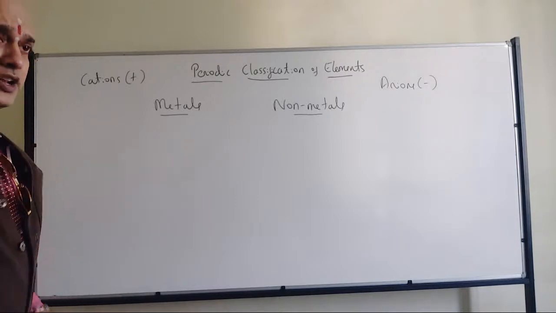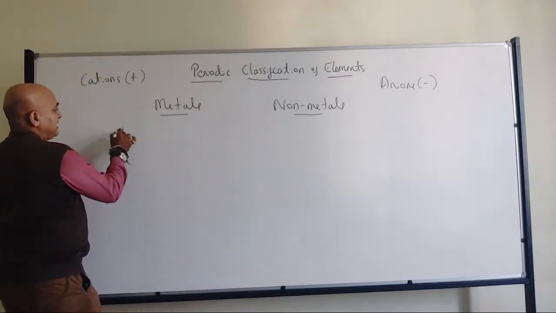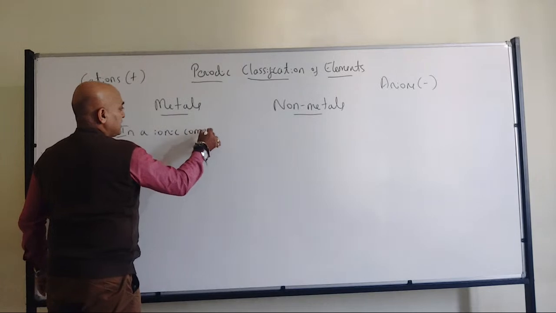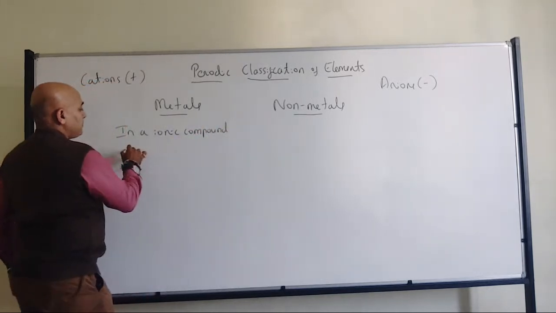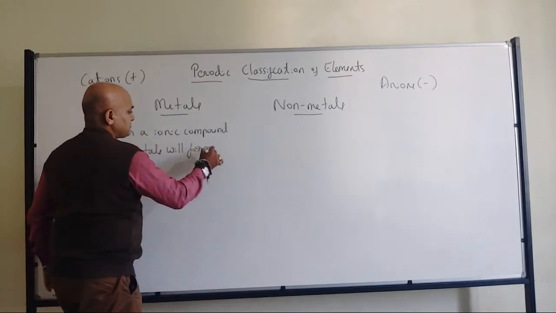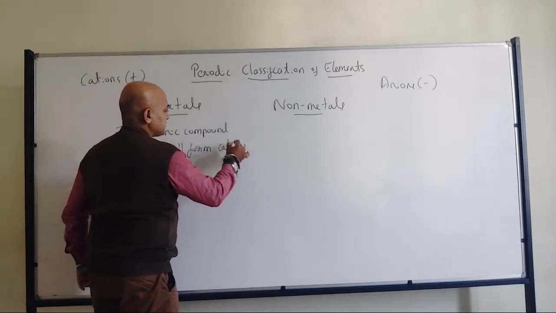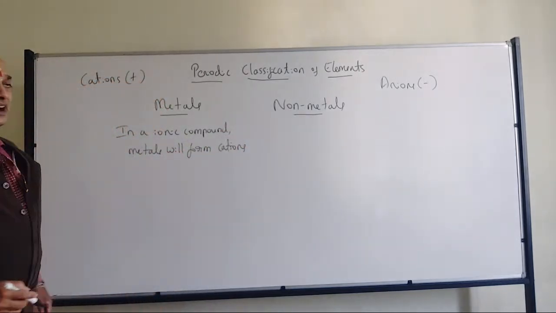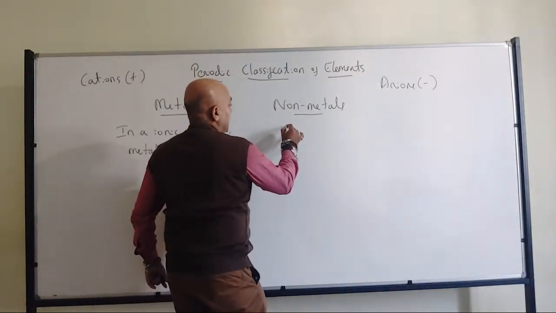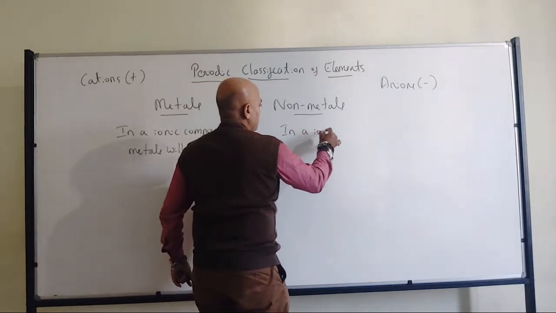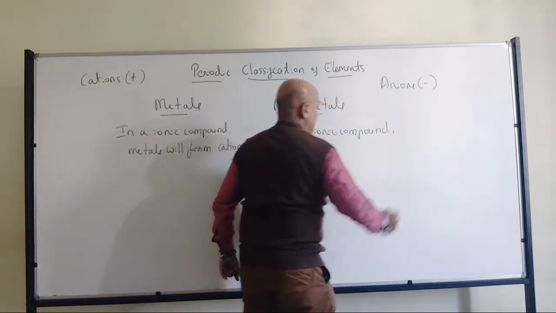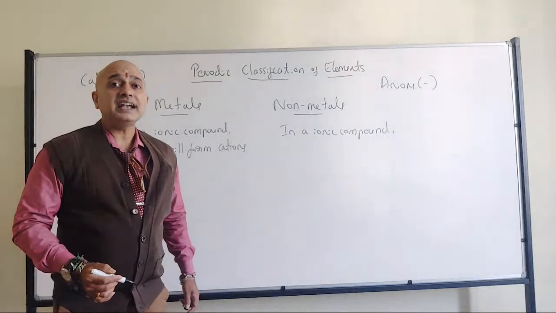Okay, no confusion. So now I can tell that in an ionic compound, metals will form cations. Metals will form cations. I am talking about ionic compound. Now, what do you mean by ionic compound? Ionic compounds are those which are having cations and anions.